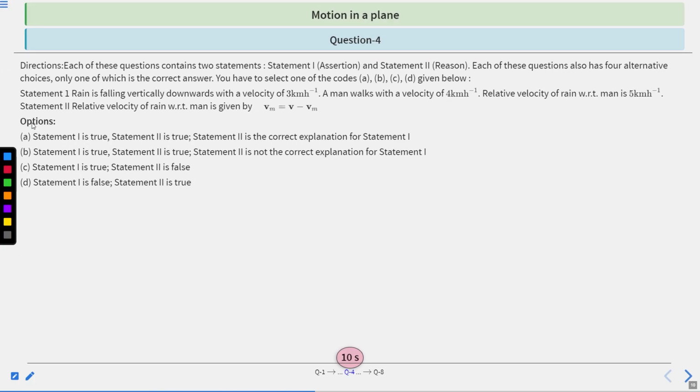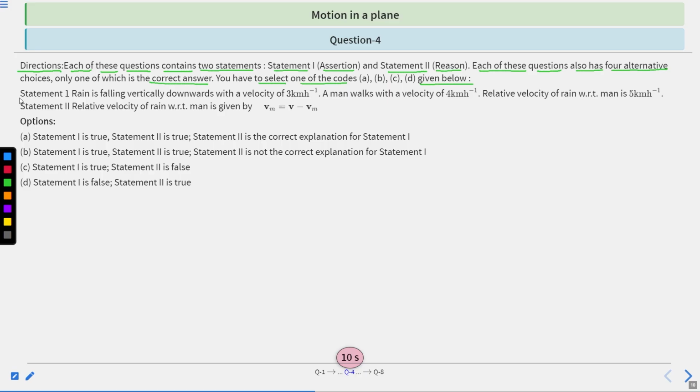Next question, question 4. Directions: read the question carefully. Each of these questions contains two statements. Statement first is the assertion, statement 2 is the reason. Each question also has four alternative choices, only one of which is the correct answer. You have to select one of the codes A, B, C, D, which is given below.